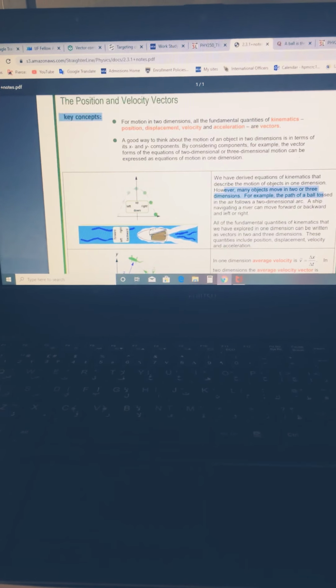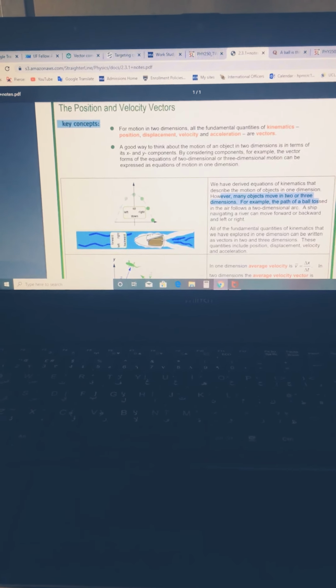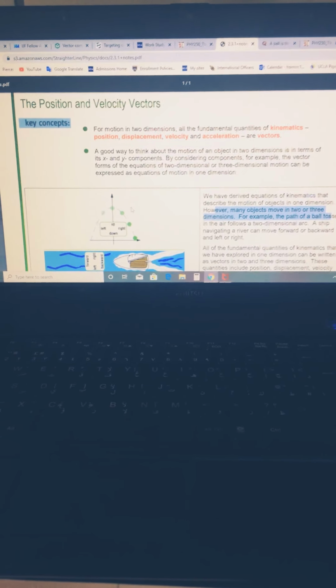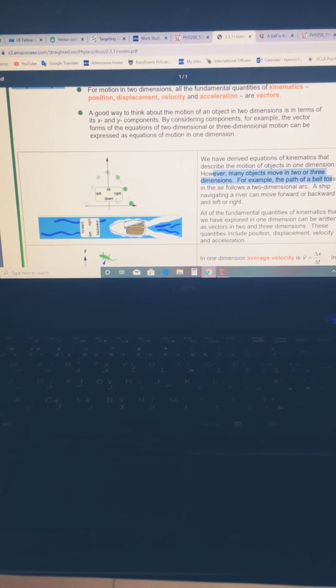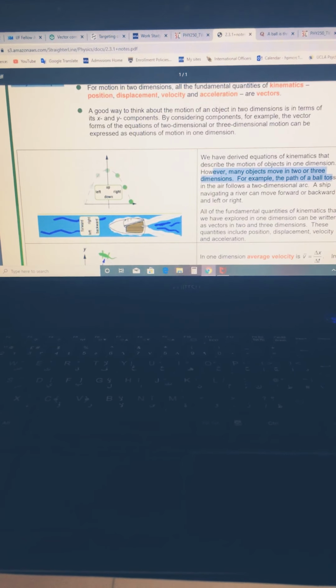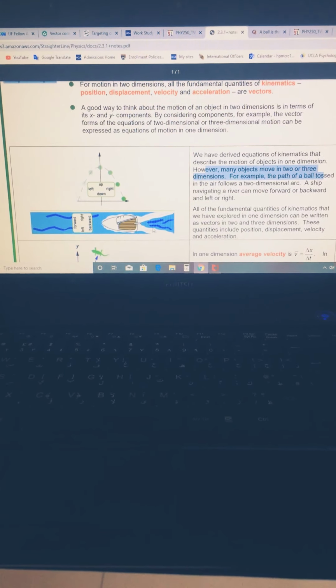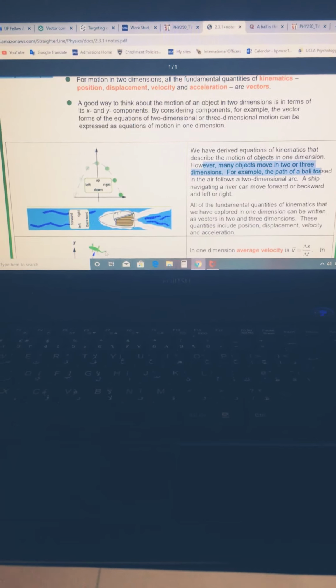However, many objects move in 2 or 3 dimensions in the real world. For example, the path of a ball tossed in the air follows a 2-dimensional arc. A ship navigating a river can move forward, backward, and left and right.